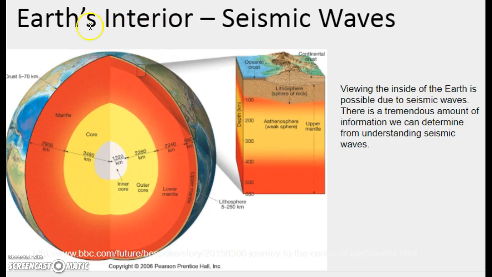So now, we can put together the use of the primary and secondary wave features and start making sense of what is taking place within the Earth's interior. And we know this from seismic waves. So viewing the inside of the Earth is possible due to seismic waves. There's a tremendous amount of information we can determine by understanding seismic waves.